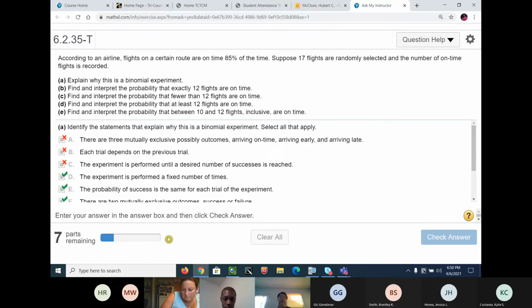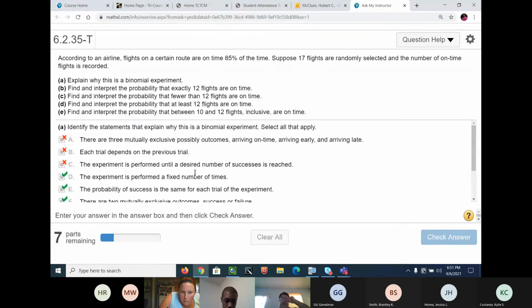Now, the first question has to deal with what we learned back in 6.1. The experiment is performed a fixed number of times. Is there any way you're going to change that 17 flights? Now, you don't work at the airport. You are a statistician with the airport, and they give you this problem. Is there any way you can change that 17 flights? No. So it's a fixed number of times.